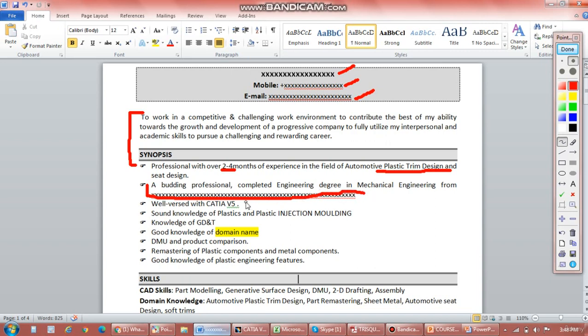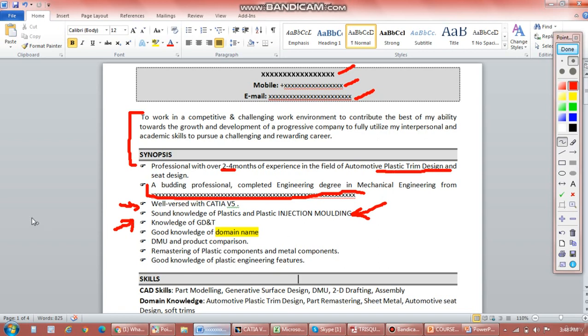Then if you are from Unigraphics, you can put CATIA, Unigraphics, Creo, SolidWorks. You should have this knowledge. This is a must if you are applying for a plastic job, interior, exterior, any plastic. Then basic knowledge of GD&T. If you have 2 years of experience, don't put good knowledge or expert, just put basic knowledge or good knowledge of GD&T.